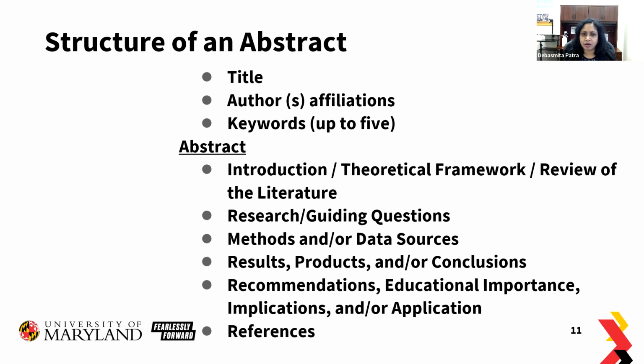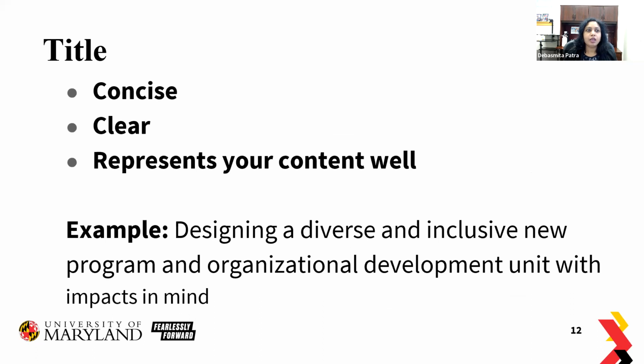We have the title, author, affiliations, keywords. Those are briefs. Those I will just go through like that. But then we have the main abstract that has different components. And once again, depending on what kind of conference we are attending, we will find some or all of these components of abstract writing. So, title: normally it should be concise, very clear, and it represents your content very well.